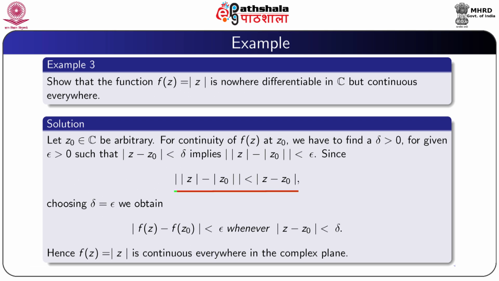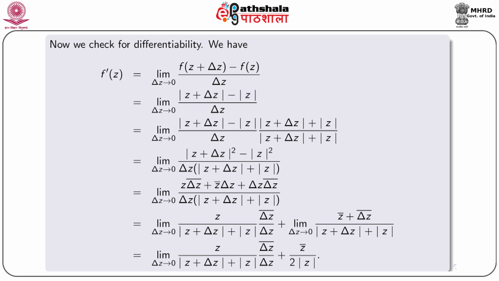Since modulus f(z) minus modulus f(z0) is equal to modulus of modulus z minus modulus z0, which is less than modulus z minus z0, choosing delta equal to epsilon, we can get modulus f(z) minus f(z0) less than epsilon whenever modulus z minus z0 is less than delta. And from this we can say that the function f(z) equal to mod z is continuous everywhere in the complex plane. Now we check for differentiability of the function in the complex plane.